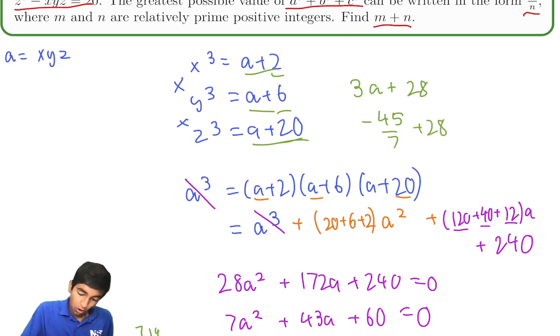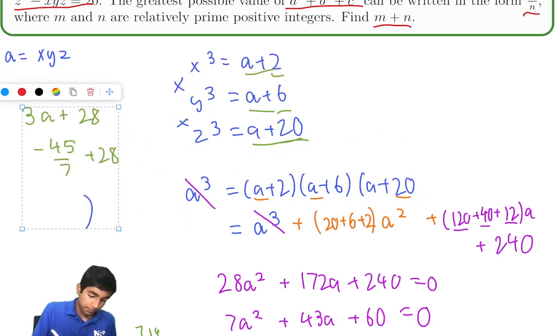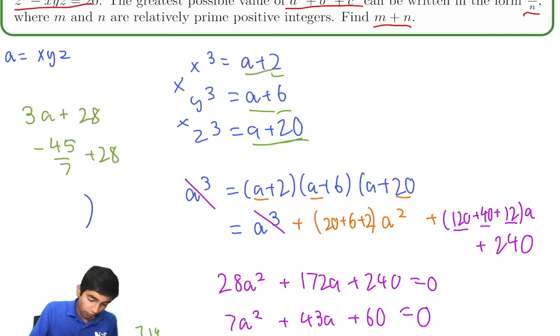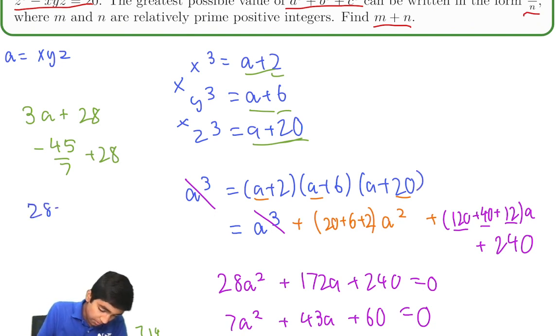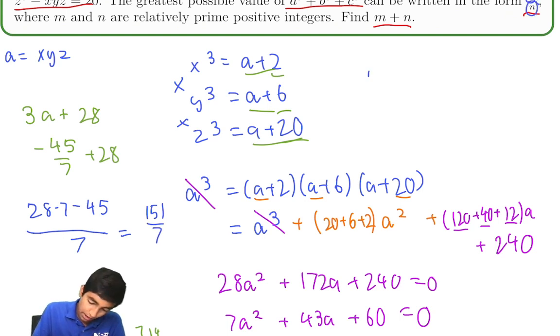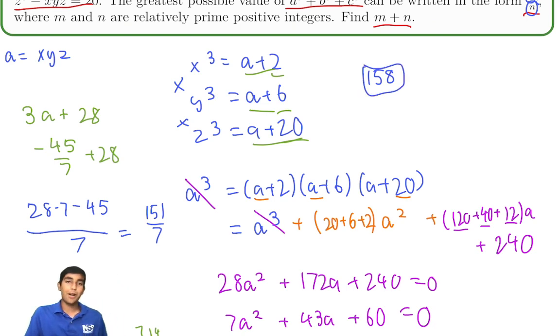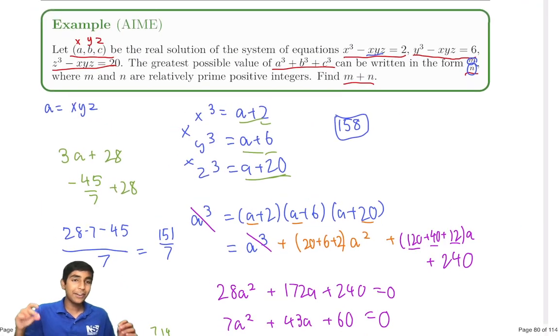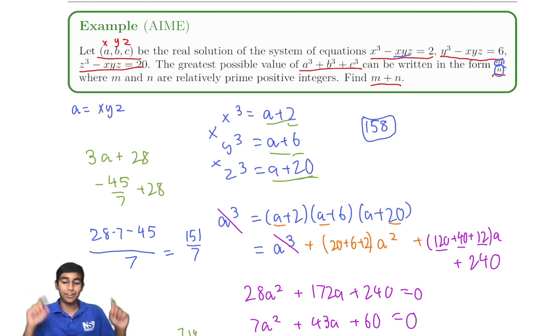From here, all we have to do is see that this is going to be 28 times 7 minus 45 over 7. 28 times 7 is 14 times 14, 196. So this is 196 minus 45, which is 151 over 7. And you're asked to find m plus n, so 158. The final answer for this problem right here. Another very clever, smart substitution application.